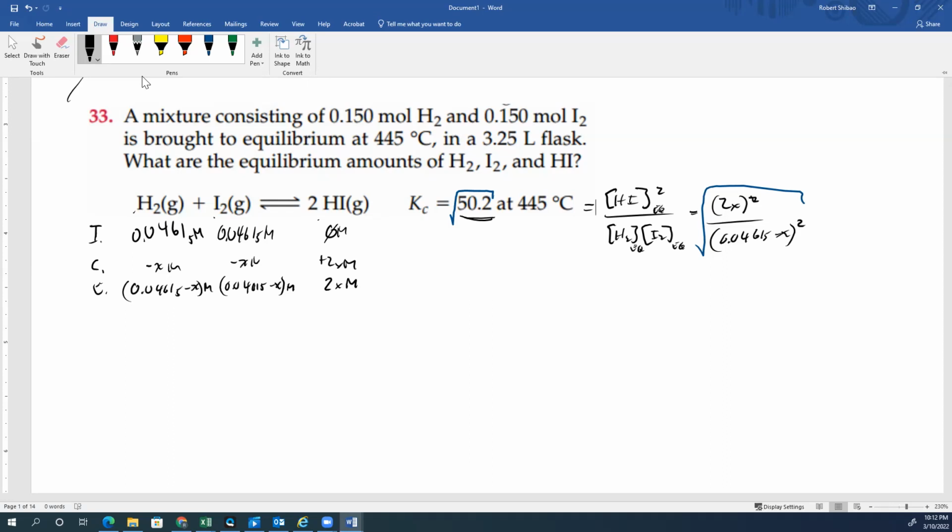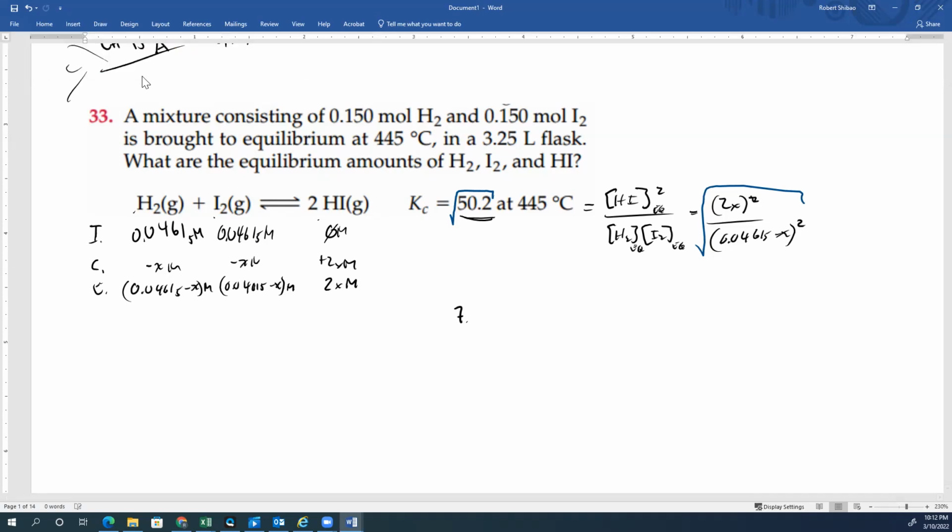So it's going to be whatever the square root of 50.2 is. Let's see what that is. So 50.2, take the square root of that, is 7.08. I'm allowed 3 sig figs, but I like to carry at least one extra digit to minimize round-off error. It's actually not significant. And this is just going to equal, we'll take the square root of this whole thing, that's going to equal 2x over 0.04615, which is already one extra digit, minus x.